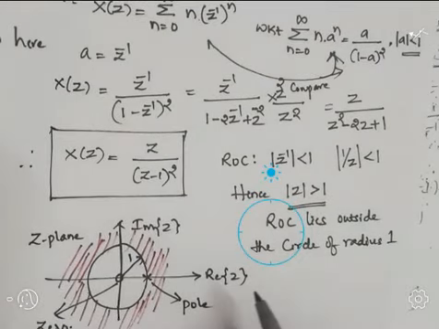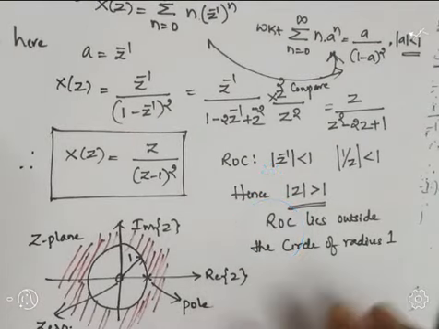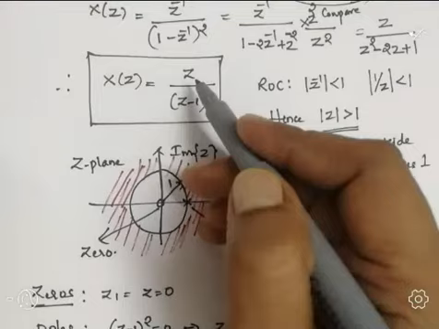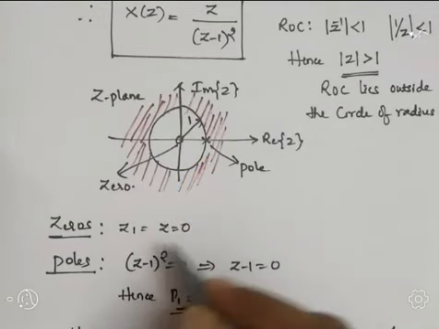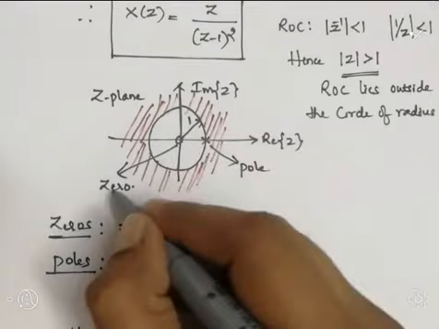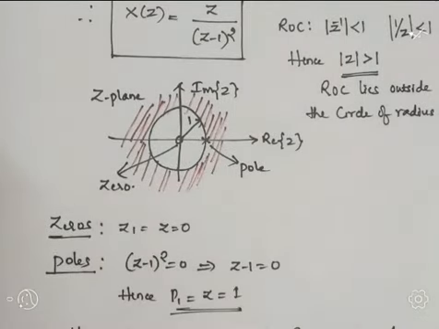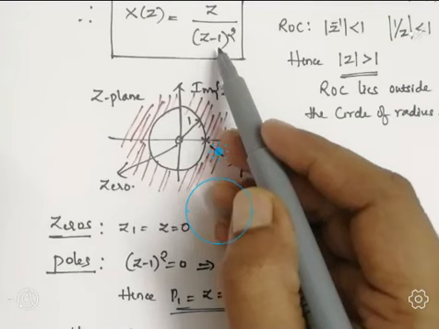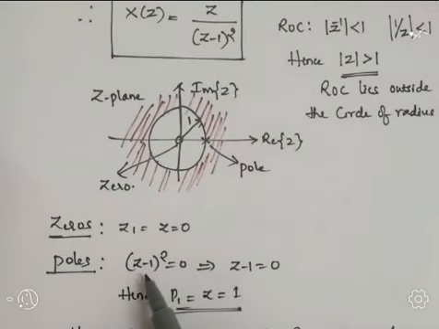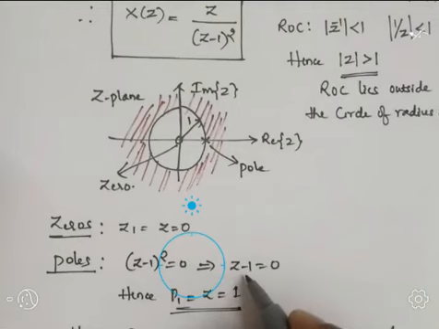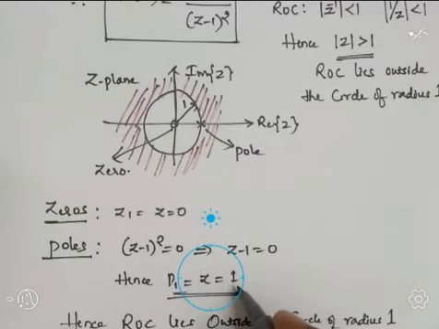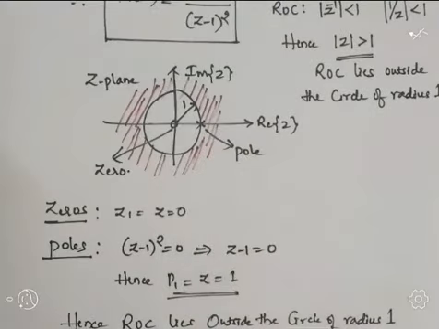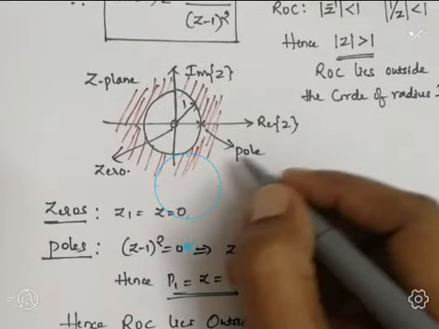So let us calculate poles and zeros and represent them on the z plane. Equating the numerator polynomial to 0 will give the zeros. So I will equate z equal to 0. Only one zero is there, that is at the origin. For the poles, equate the denominator polynomial to 0. So z minus 1 whole square equal to 0, that is z minus 1 equal to 0. If you take minus 1 to the other side, it becomes z equal to 1. So only one pole is present, that is p1 at point 1, because this circle has radius 1.